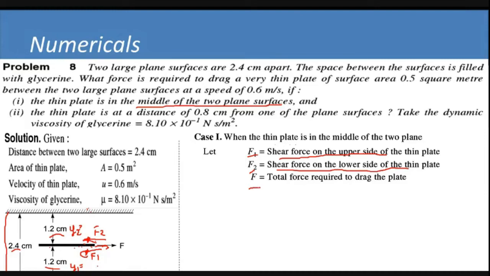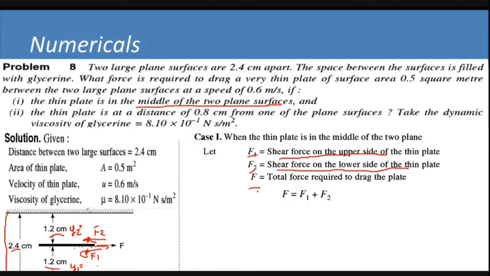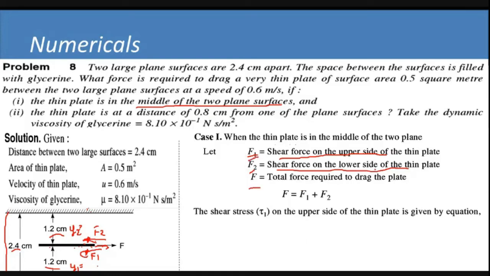So the total force F is nothing but F1 plus F2. First we will calculate F1, then we will calculate F2, and then we will add them in order to get the total force F. At the top, we had defined F1 on the upper side, so this is F1. On the bottom side it is F2. This is y2, this is y1.